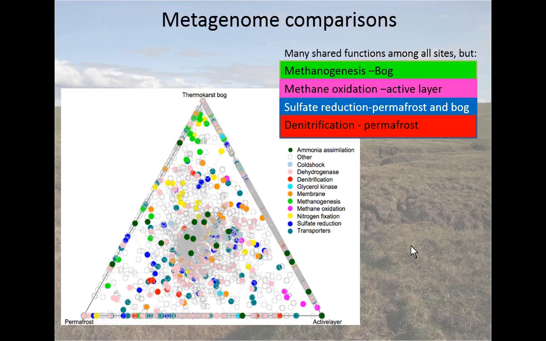What was a bit different was that the green ones in here, which are from methanogenesis, were more abundant in the thermokarst bog, which I could just say by eyeballing the site. In the active layer, there was more methane oxidation, which is nice, that the active layer is then oxidizing the methane, so it's not released to the atmosphere. And then in permafrost, there were more of the blue ones, which is sulfate reduction, and also the red ones, which is denitrification.